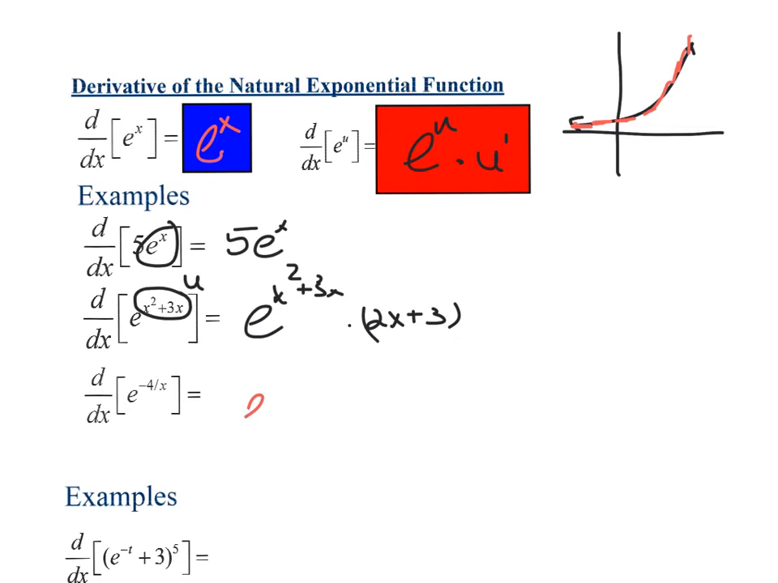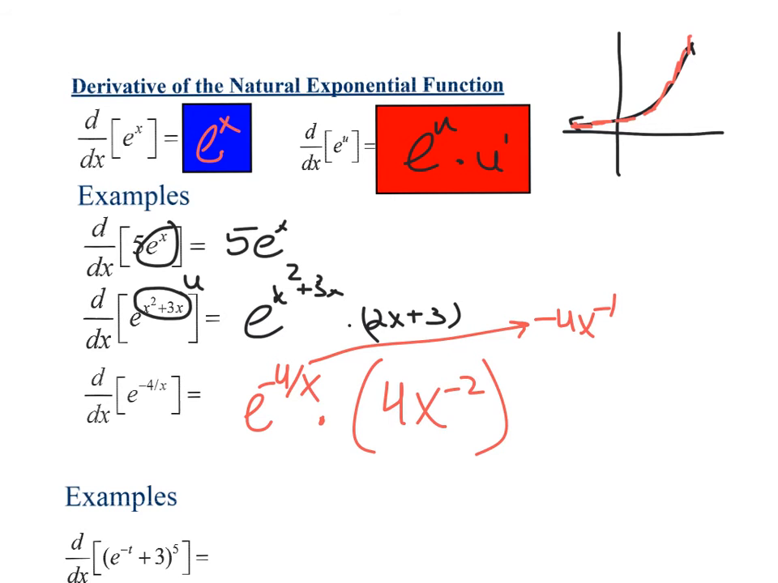But this one would be e to the negative 4 over x, but then times the derivative of, what's that? Remember, this is the same thing as negative 4x to the negative 1. So if you take the derivative of that, that becomes 4x to the negative 2. So a better way to write this would be e to the negative 4 over x times 4 over x squared. The more beautiful version, again, is to put the 4 in front, so it'd be 4e to the negative 4 over x all over x squared.